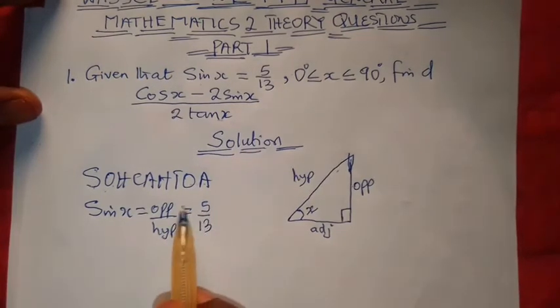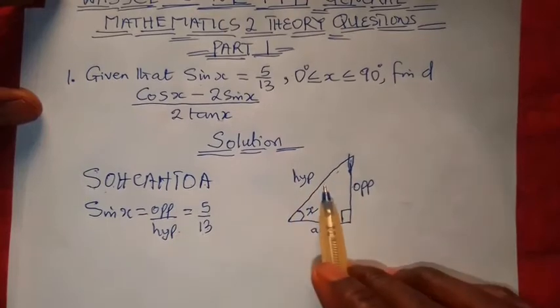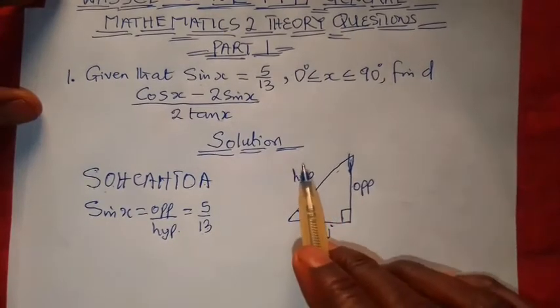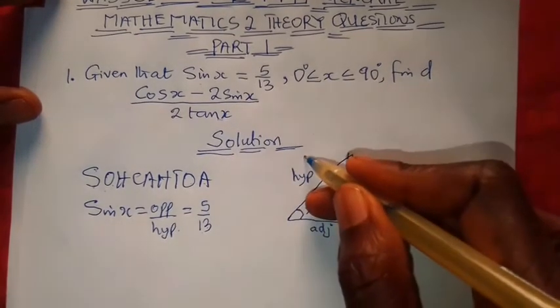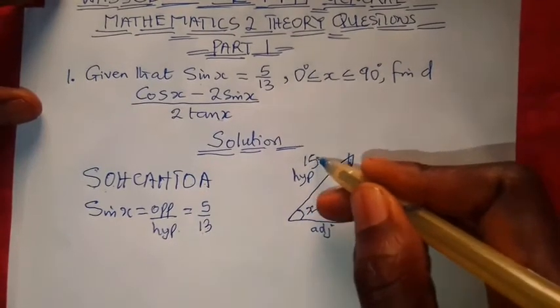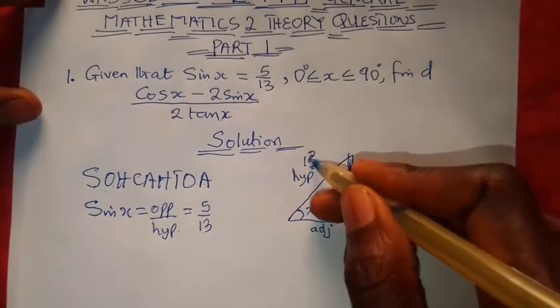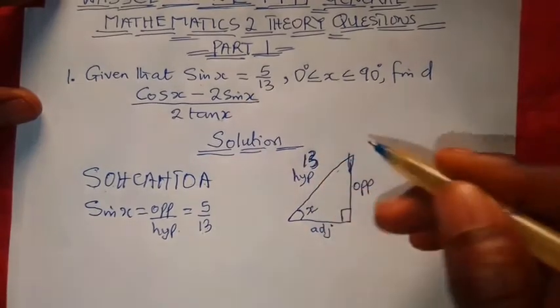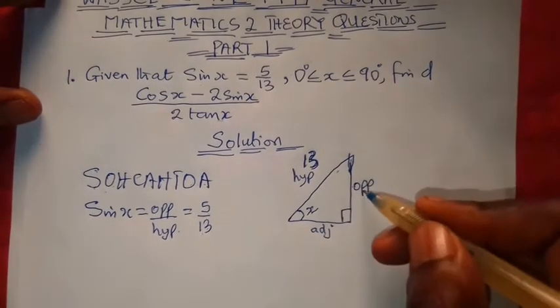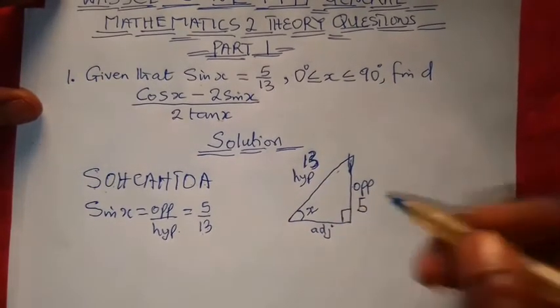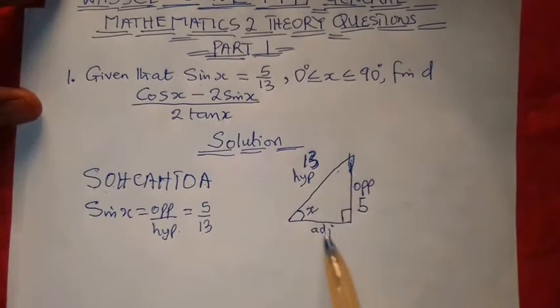Now we have to take these values for the opposite and hypotenuse and plug them where they rightfully belong. So for the hypotenuse, we write our 13, and then for the opposite, we put our 5 there. You can see that for us to solve anything here, we need this third side, which is the adjacent side. So how do we get this?